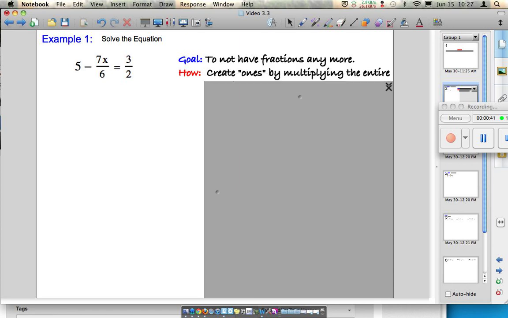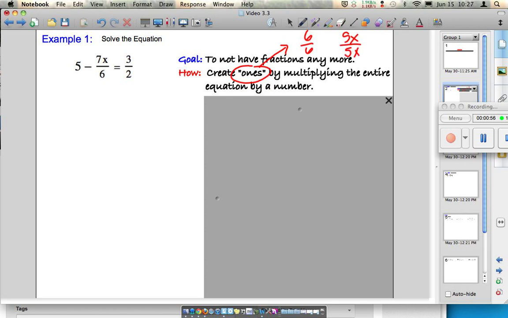And the simple thing that we do is we create ones by multiplying the entire equation by a number. A 1, remember, can look like many things. A 1 could be 6 over 6 or 5x over 5x. Those are ones. We create ones by keeping the same factor on top and bottom, the 6 and the 6, the 5x and the 5x. And then it creates a 1 that is easy to work with. Ones are easy, fractions harder.